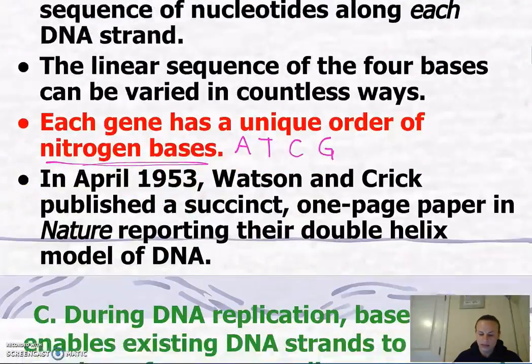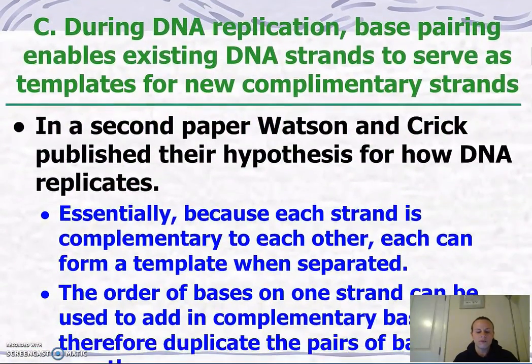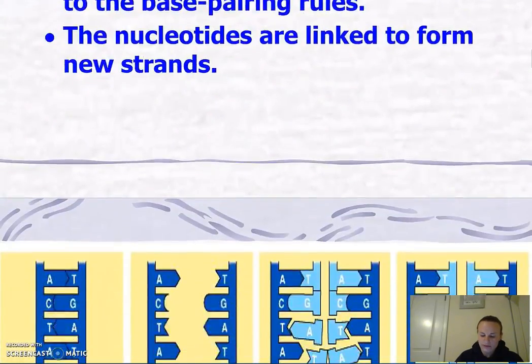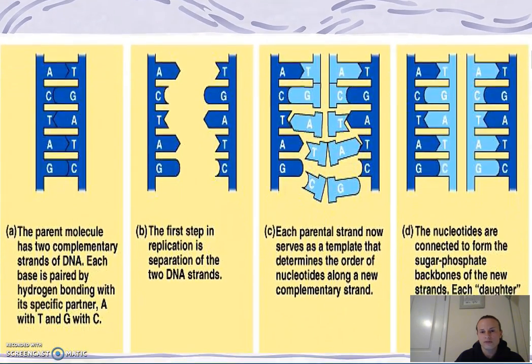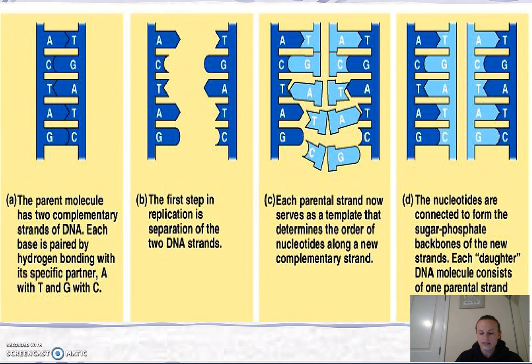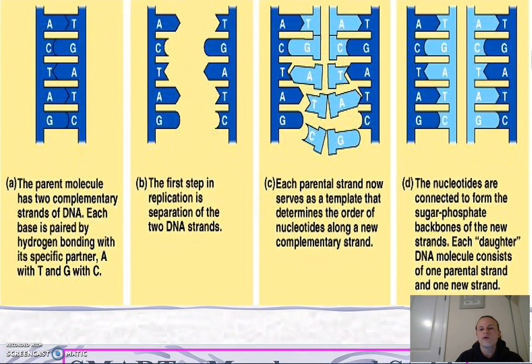Now, not only did Watson and Crick propose this model for the structure of DNA, but they also published a second paper that explained how DNA replicated. Their proposal was that existing DNA strands serve as templates for new complementary strands. So they gave us what's called the semi-conservative model, and there were 3 different models that were actually proposed. Before we get to the models, let's take a look at the overall process of replication. This is the process that Watson and Crick proposed.